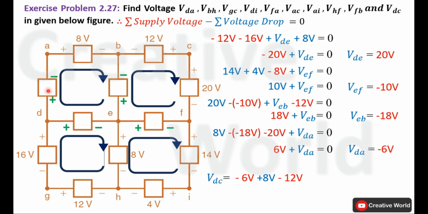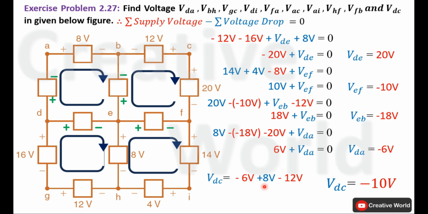Move to next element. Current entering terminal is positive, so plus 8 volt. And move to the last element. Current entering terminal is negative, so minus 12 volt will be taken. This minus 12 volt and minus 6 volt will become minus 18 volt, and minus 18 volt plus 8 volt will become minus 10 volt.